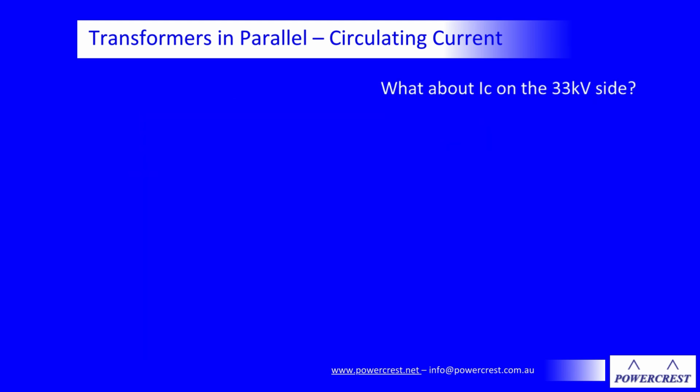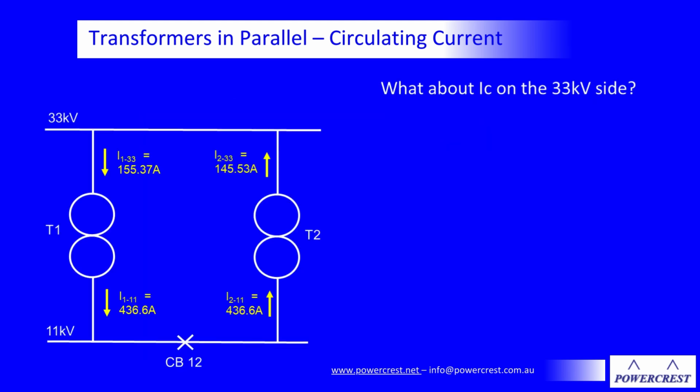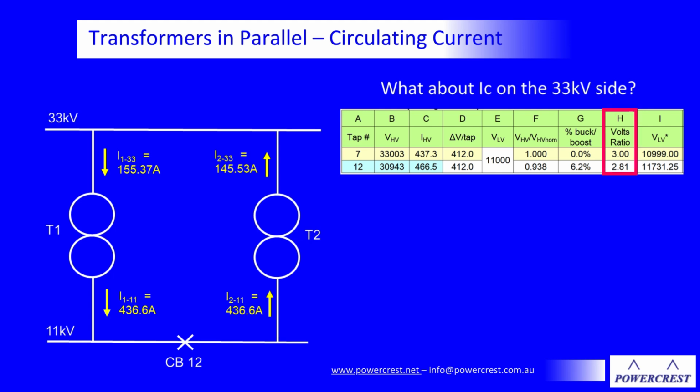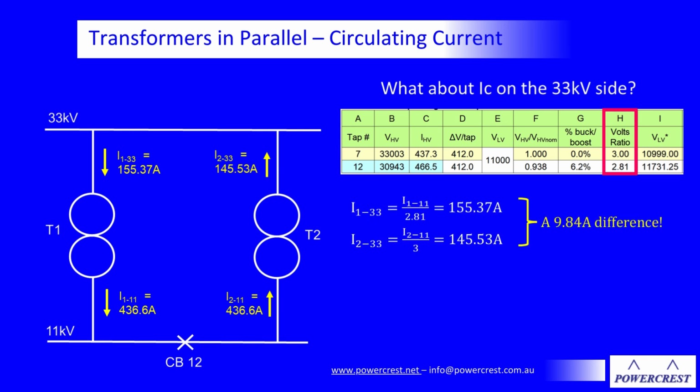What about the current on the HV side? As you can see in column H, the volts ratio is different for the two transformers, and so the currents must be different on the HV side. From these calculations, the difference on the HV side is 9.84 A. So how is this accounted for? Well, the source steps in and helps out, as you may have guessed.